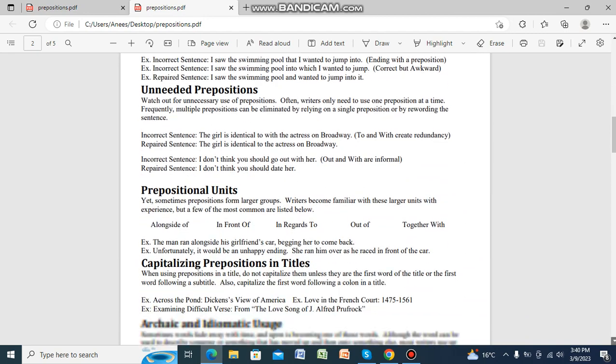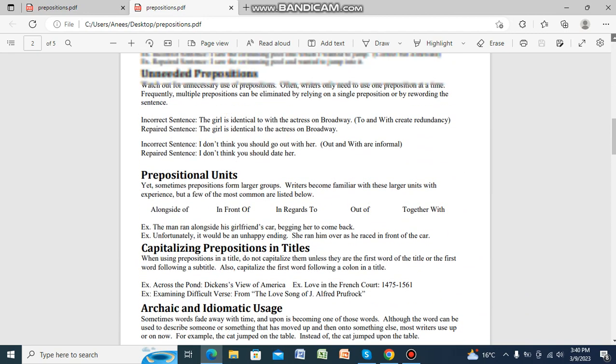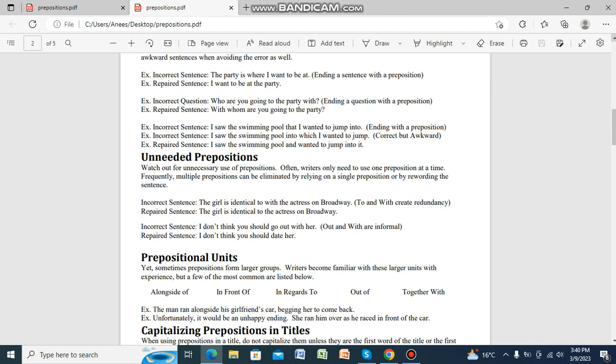Sometimes we have unneeded prepositions. The girl is identical to with the actress on Broadway. Here, if you look at the sentence, we have to and with, and that creates redundancy. Redundancy means repetition, so we don't need the with in this case. So the sentence is: the girl is identical to the actress on Broadway. And the same goes for, I don't think you should go out with her. I don't think you should date her. Out with is informal.